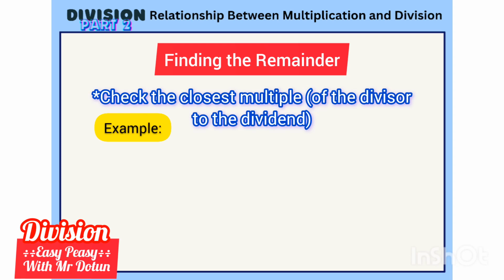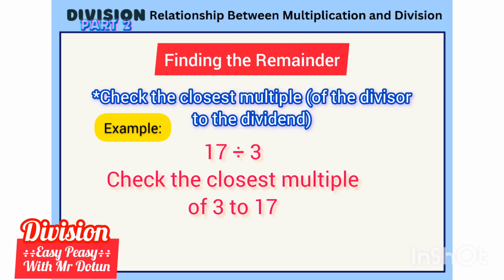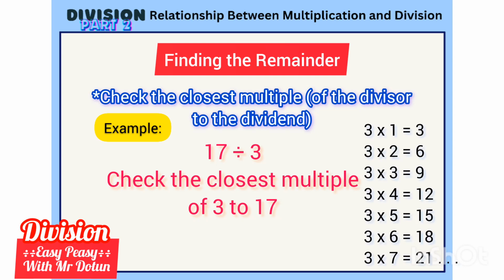Let's say 17 divided by 3. So we are to check the closest multiple of 3 to 17. So let's look at the multiples of 3.